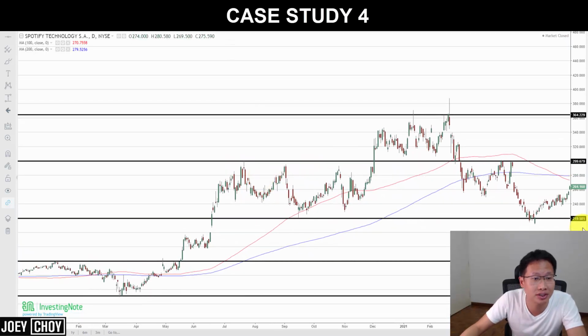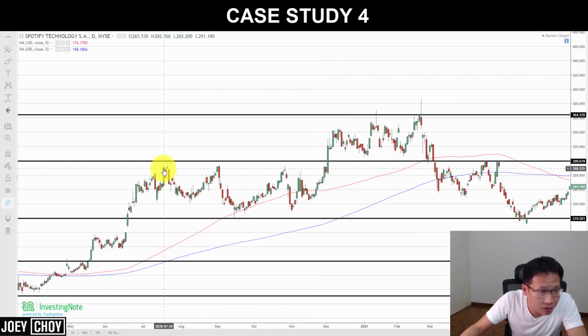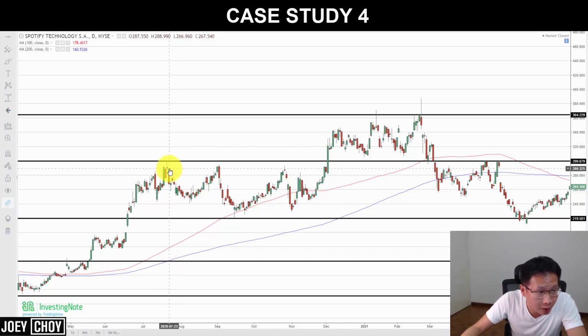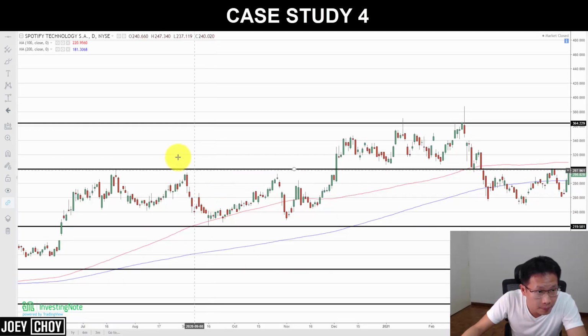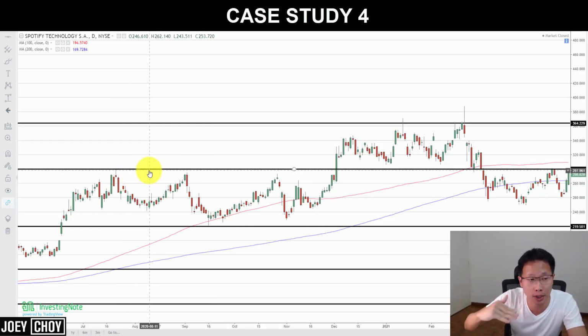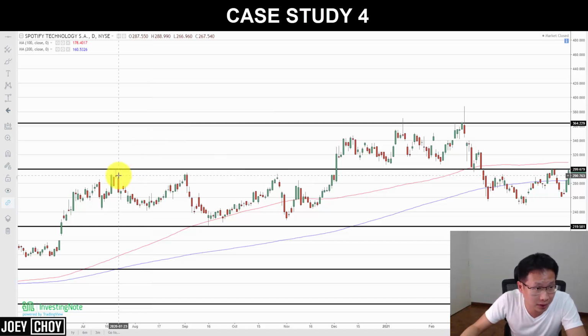Remember, the first one would be a reversal candle, all right? So this is something like a reversal candle right here. You can see $300 was a psychological resistance level. So when we hit there, we saw this bearish candle here, all right? So this is something I would say like a shooting star. We have a long upper shadow, and it closed much lower, all right? So this is something like a shooting star.